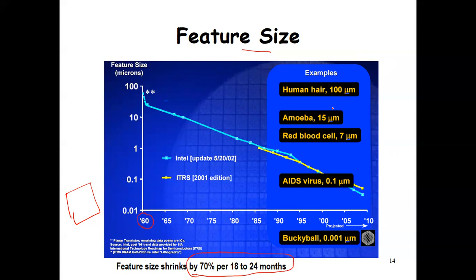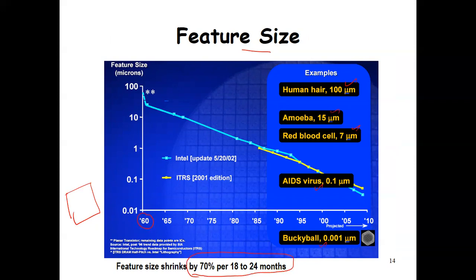If you consider the human hair, its size is 100 micrometer. The size of an amoeba is 15 micrometer. A red blood cell is 7 micrometer. The size of the AIDS virus is 0.1 micrometer. The size of a Bucky ball is 0.001 micrometer. Like that, the feature size of the transistor is getting reduced over a period of time.